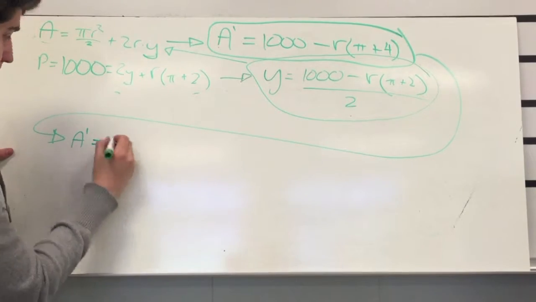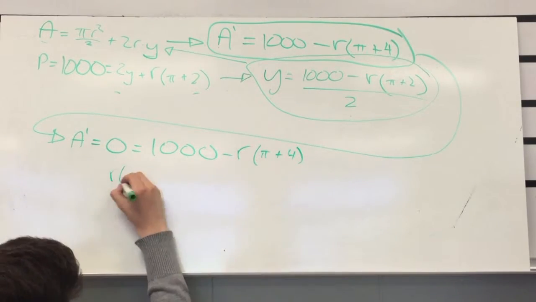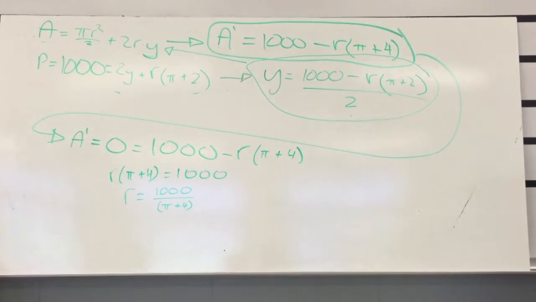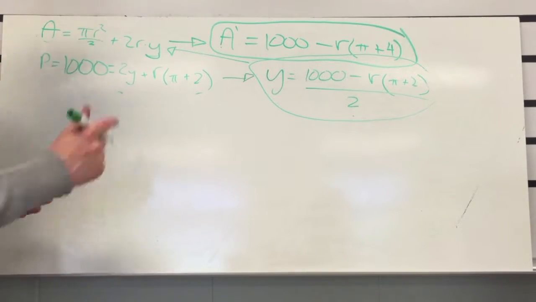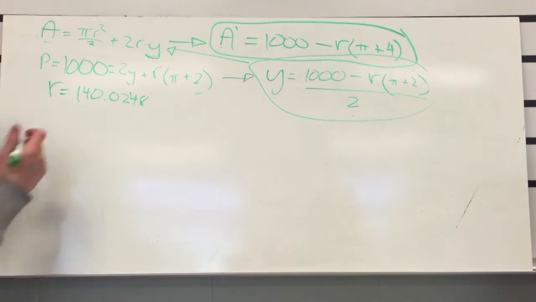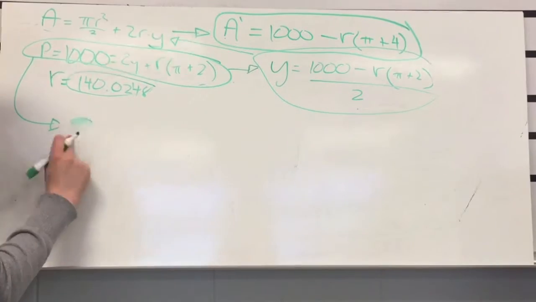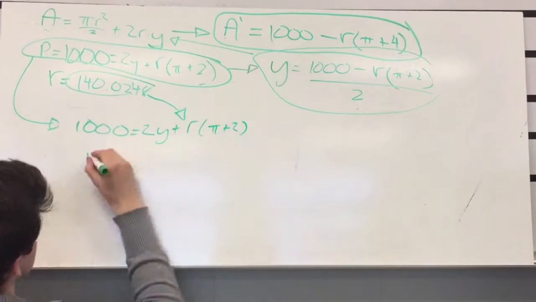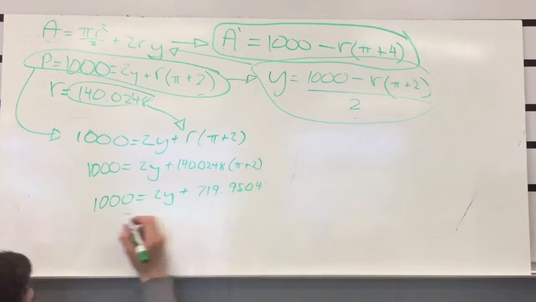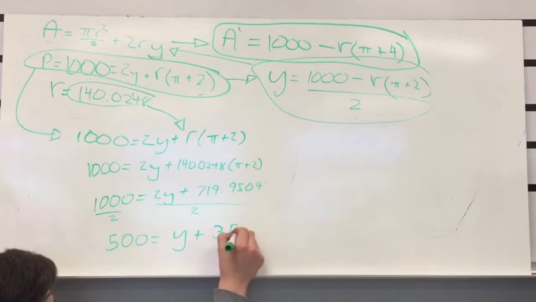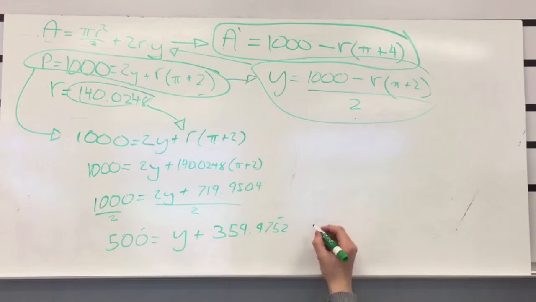What's happening now is he is taking the derivative of the area equation with y plugged into it and setting it equal to 0 to find the maximum of r. Now that we have r, we were able to plug it back into the perimeter equation and simplify and solve for y.